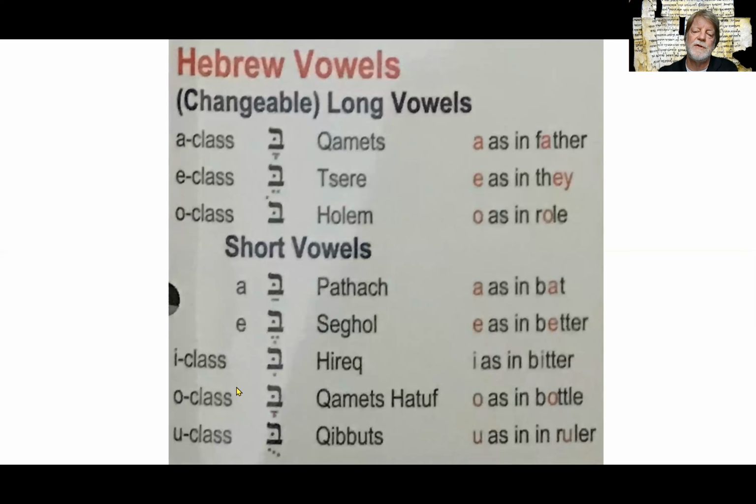One of these you will notice, if we come down here, this symbol right here looks exactly the same as this symbol. So this vowel, it's called a kametz. Down here, it's called a kametz hatuf. The word hatuf in Hebrew means hurried or shortened. But you'll notice up here, it's an A-class vowel, and down here, it's an O-class vowel. So the kametz includes both O-class vowels and A-class vowels.